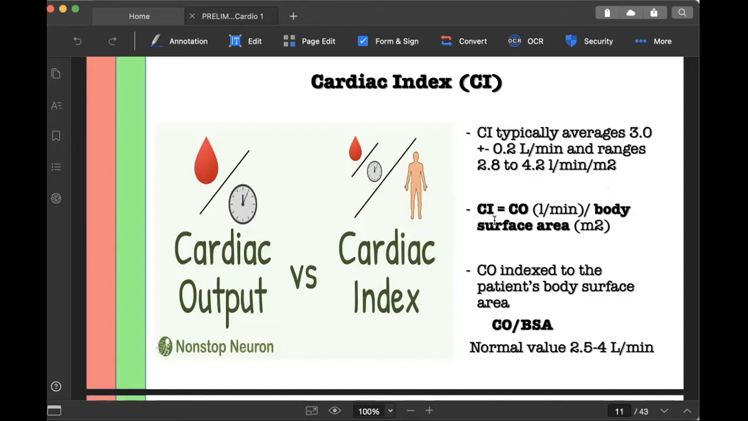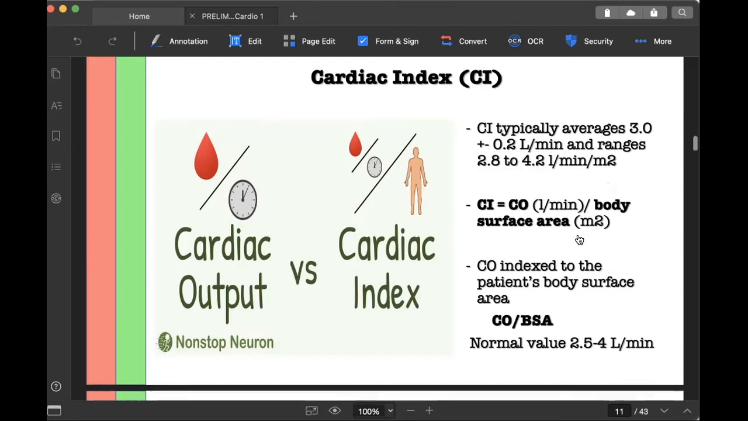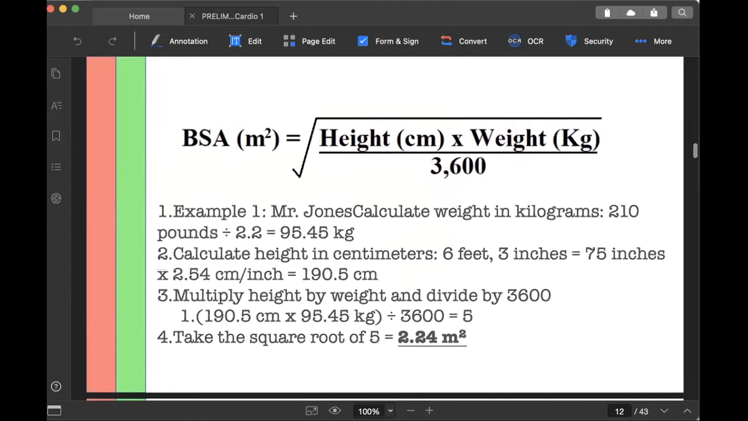So the equation will be: cardiac index equals cardiac output divided by, or multiplied by, your body surface area. Okay, we have here another one, your BSA, known as the Mosteller formula, in which you take the square root of the height in centimeters multiplied by your weight in kilograms, divided by a constant number.